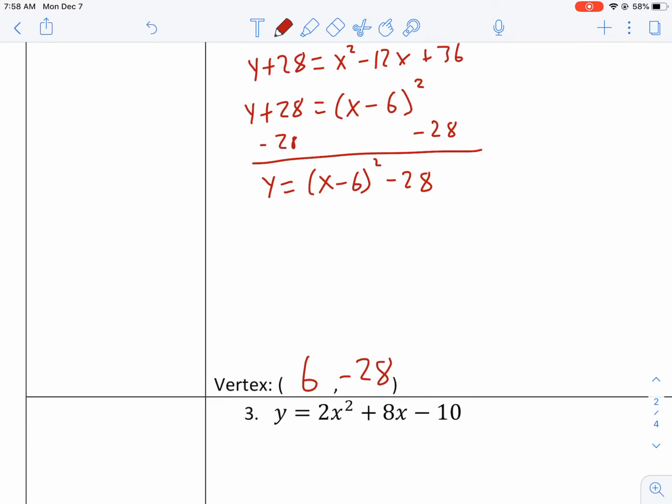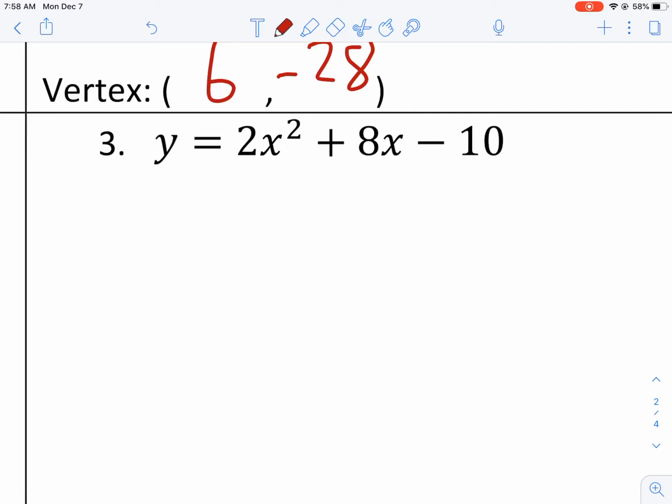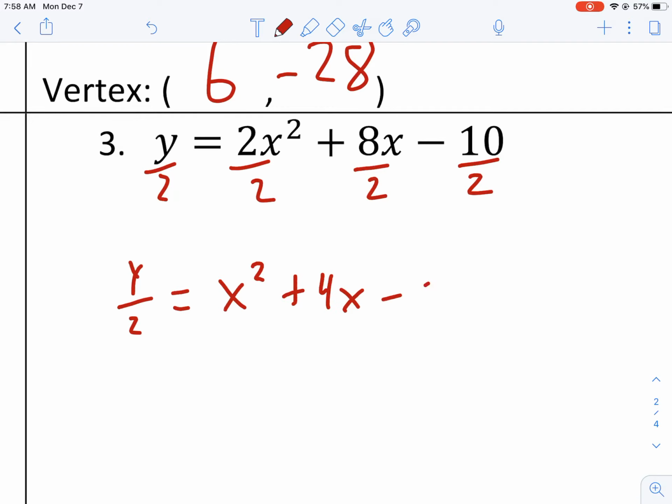So last example we're going to go over, okay, what if you've got an a value of 2? When you complete the square, we kind of went over this on our practice for day 2, you want there to be an a value of 1. So anytime you have an a value, you've got to divide everything by 2. But notice, you also have to divide y by 2. So what that means is that we've got y divided by 2 equals x squared plus 4x minus 5. Now that's okay that we got that y divided by 2. We'll get rid of it later. So now we're going to add our 5 over.